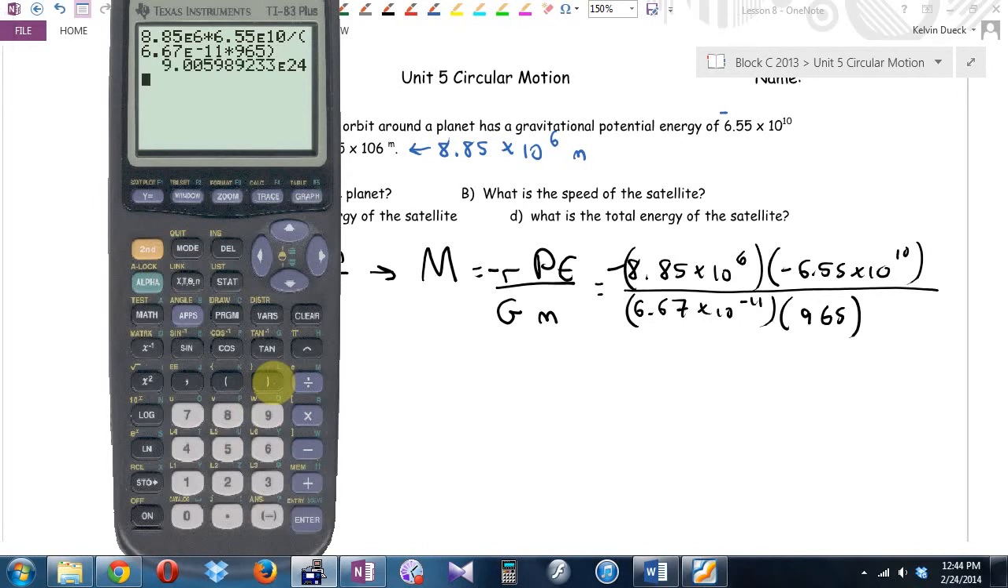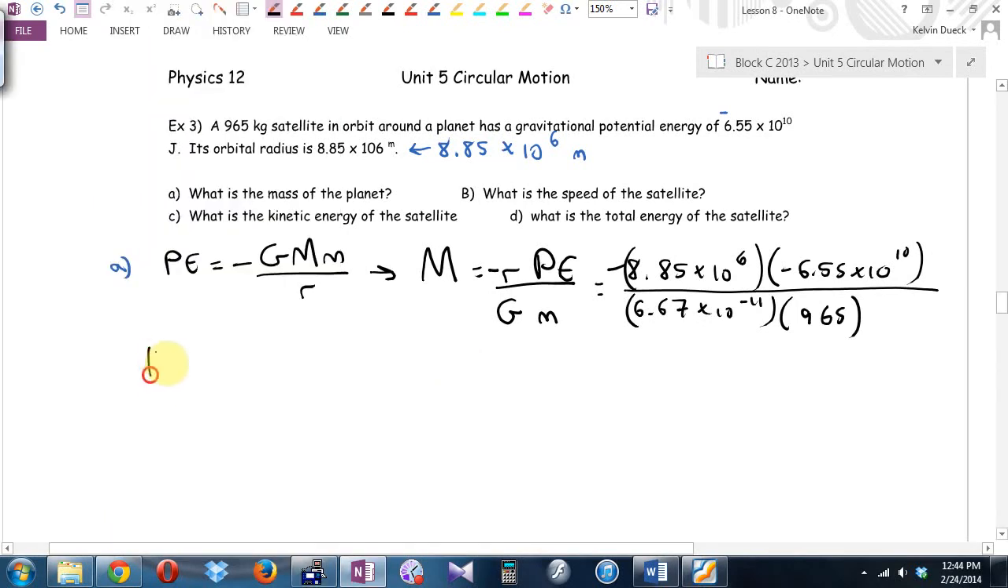Ha! I bet you they started out with like 9.00. I'll go 9.006 just to be really safe, times 10 to the 24th. Oh. It's about twice as heavy as Earth. Not quite. So there's my final answer to 2 or 3 sig figs, but I'll keep a few extra sig figs because I have a feeling I'm going to use this later.